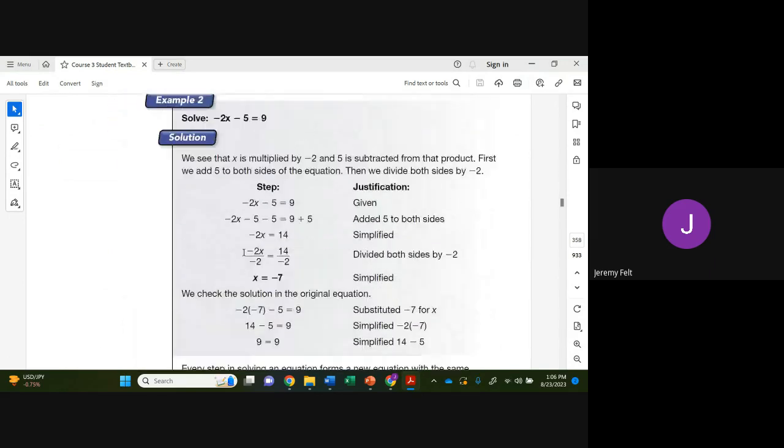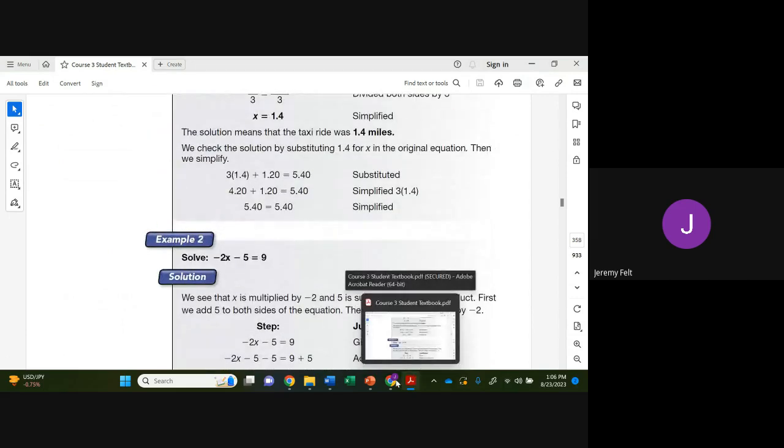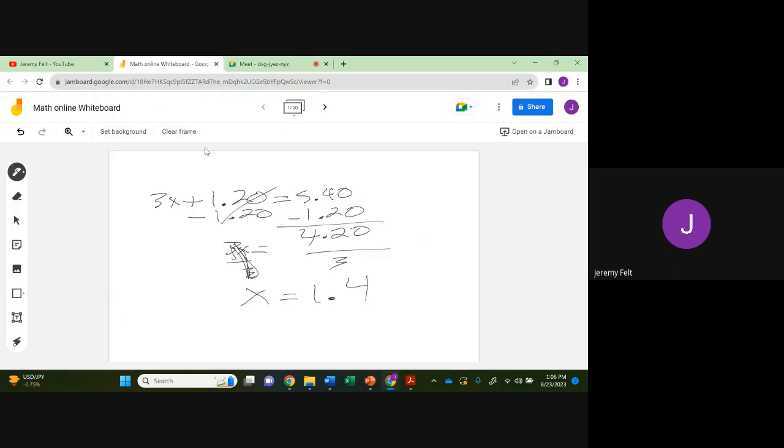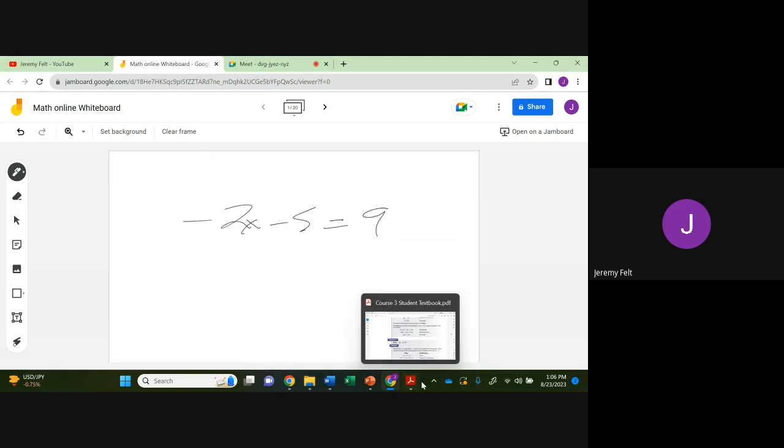We'll do both of these, that's fine. So we have negative 2x minus 5 equals 9. Again, we have multiple steps that we have to take to get x by itself. We used to have just 2x equals 10. What does x equal? Or x plus 5 equals 8. What does x equal? Now we have multiple steps.